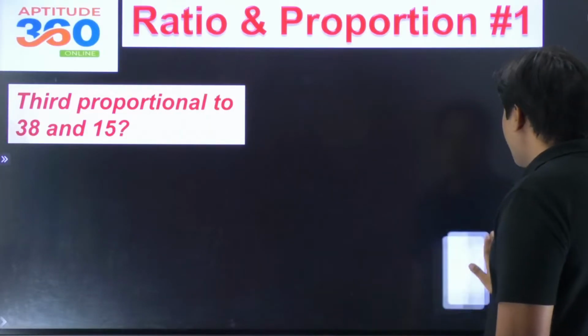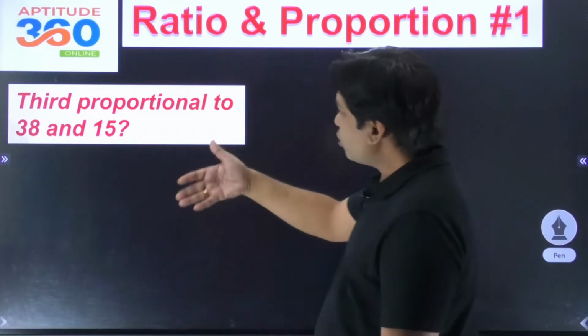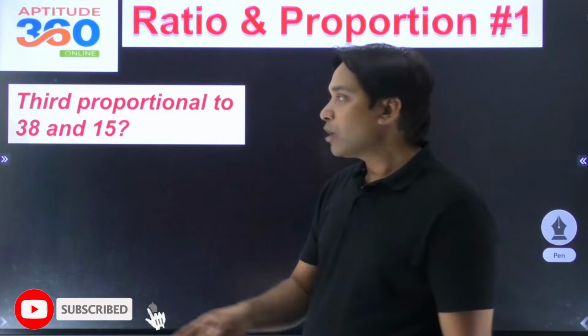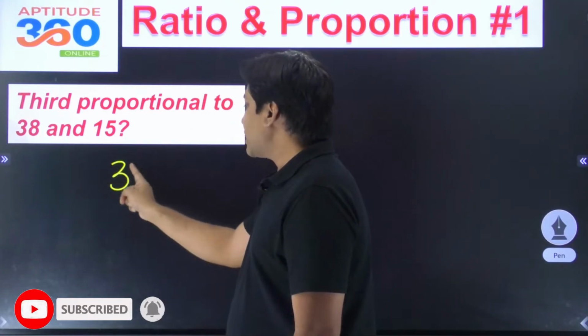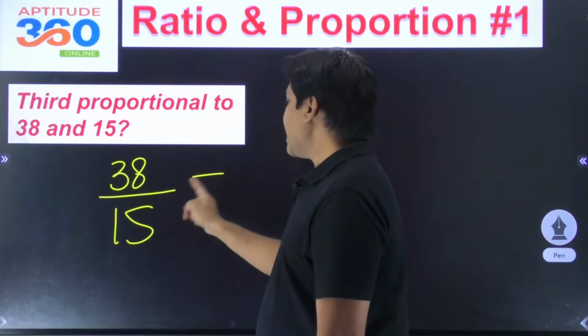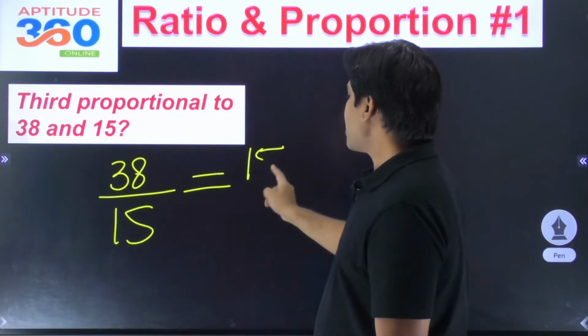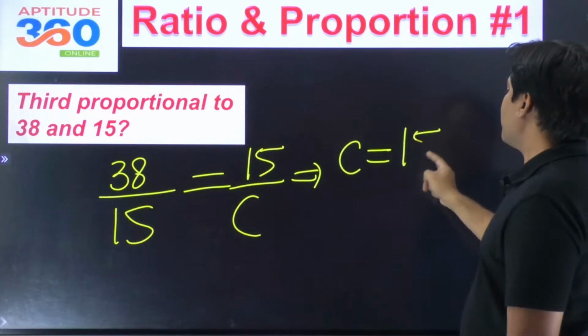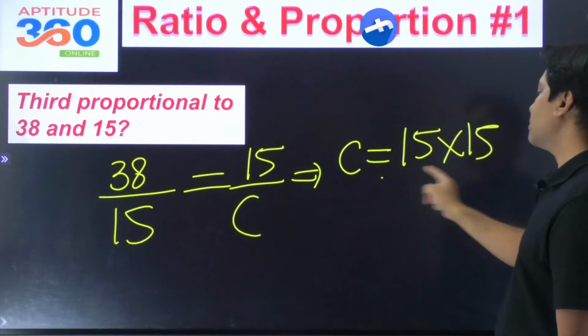Do you understand the meaning of this one? The third proportional, only two are given. So this means that 38 is the first proportional, 15 is the mean, and hence it has to be 15 divided by C. So what is going to be the value of C? It is going to be 15 into 15 divided by 38.